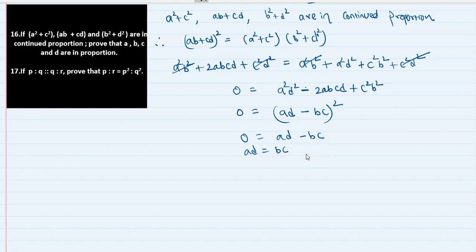If you get ad is equal to bc, you can say that a by b is equal to c by d. That is, a is to b is in proportion with c is to d. Correct? So we proved that a, b, c and d are in proportion.